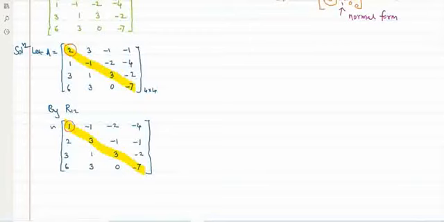After getting the element A11 to 1, the next step is to reduce the elements which are below A11. These elements I am circling. These elements you have to reduce to 0 by using R1. So corresponding to 2, what is the transformation? This 2 I have to reduce to 0.